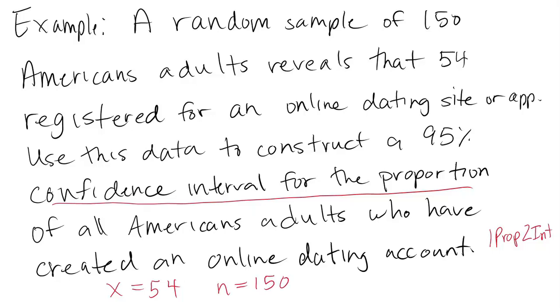Notice that we have at least 5 successes, and we have at least 5 failures. You can tell we have at least 5 failures because 150 minus 54 is greater than or equal to 5. So we've satisfied that assumption. We're good there. And then the confidence level that was given to us is 95%, which is easily the most commonly used confidence level. So let's demonstrate how to use the 1PropZInt calculator function.